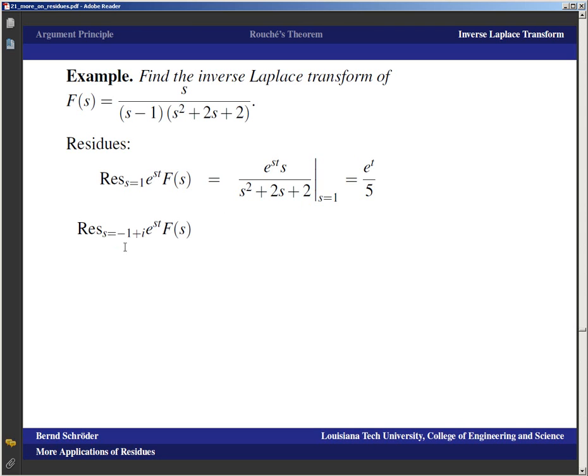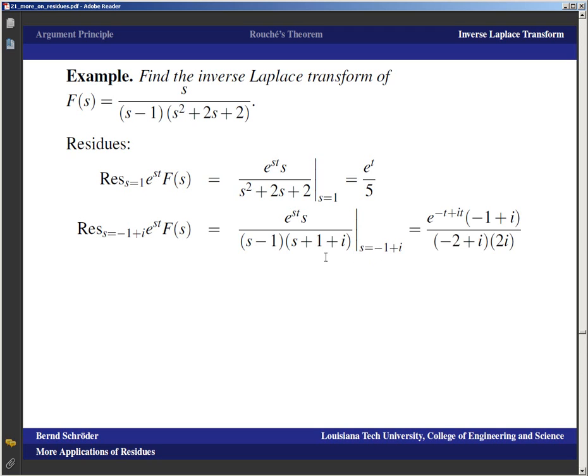Then we have the residue at −1 + i, which was one of the zeros. And we do the same thing. We just suppress the term that makes −1 + i a simple pole and look at the rest. And we just plug in s being equal to −1 + i. Of course, this one is more complicated. We get some cancellation here, but I think we'll just work it out from here.